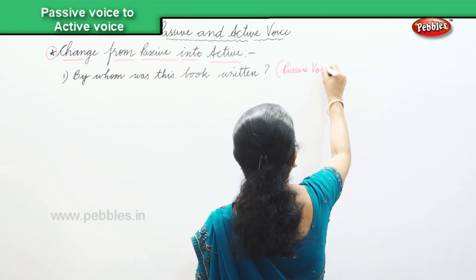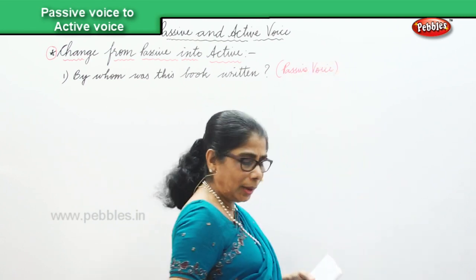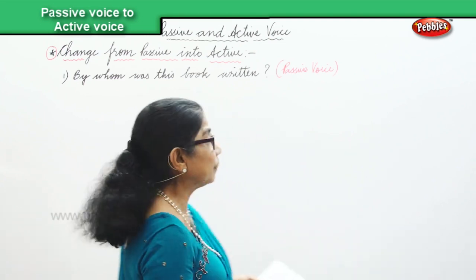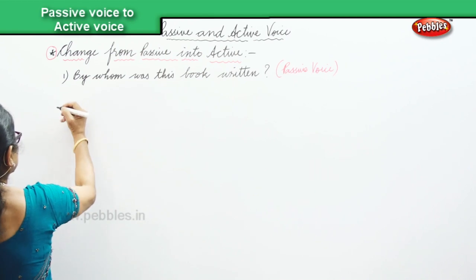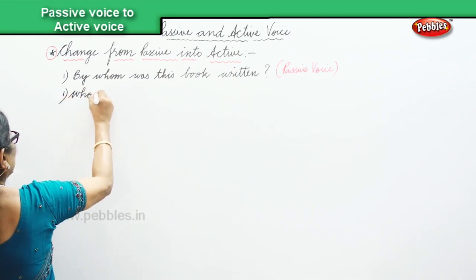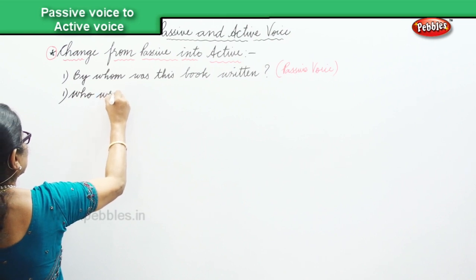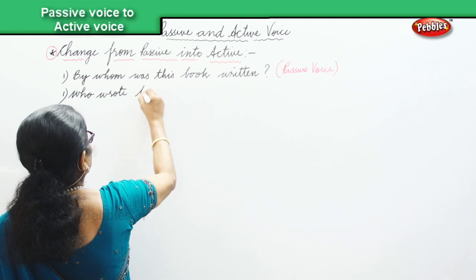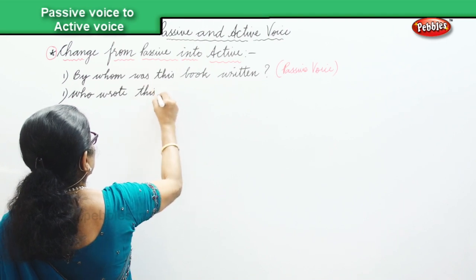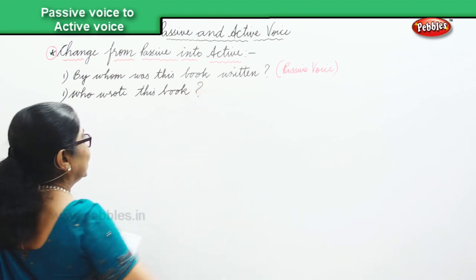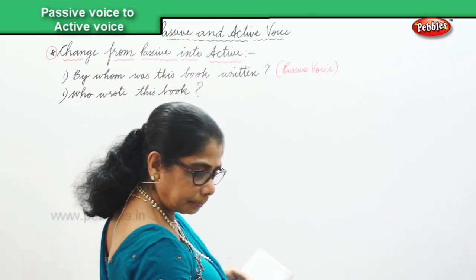And here we're going to change this passive voice into active. And let's look at it. Who wrote this book? Who wrote? Who wrote this book? And that's the active voice.